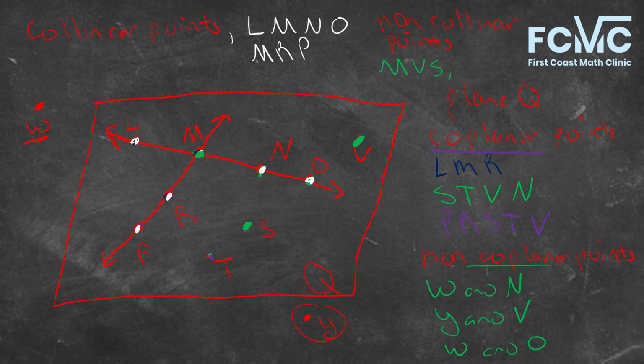And then we do one more set. What if we do point L, point P, and point R? There's no way we can draw a straight line that passes through L, R, and P. So L, R, P would be another set of non-collinear points.